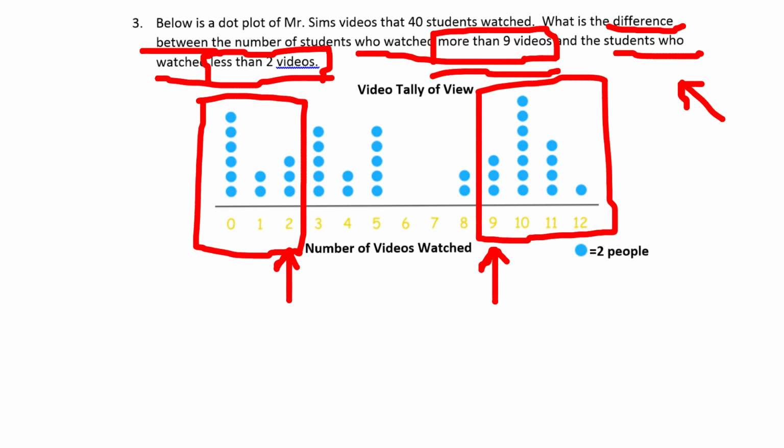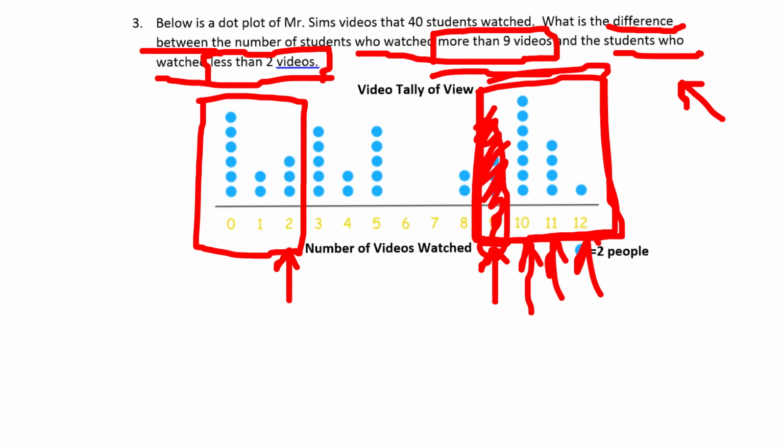And here we've included in our box the 9 video people as well. But we want more than 9 videos. So these 9 video people don't count because they're not more than 9 videos. They're exactly 9 videos. So what I really need are these 10s and these 11s and these 12s.